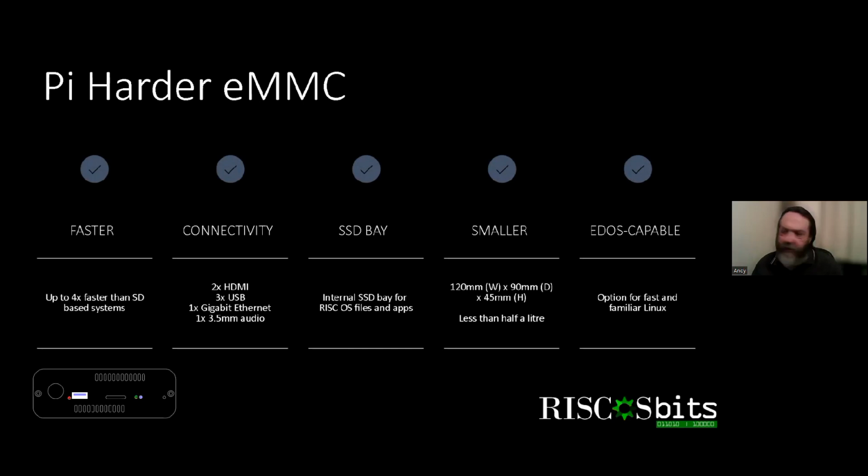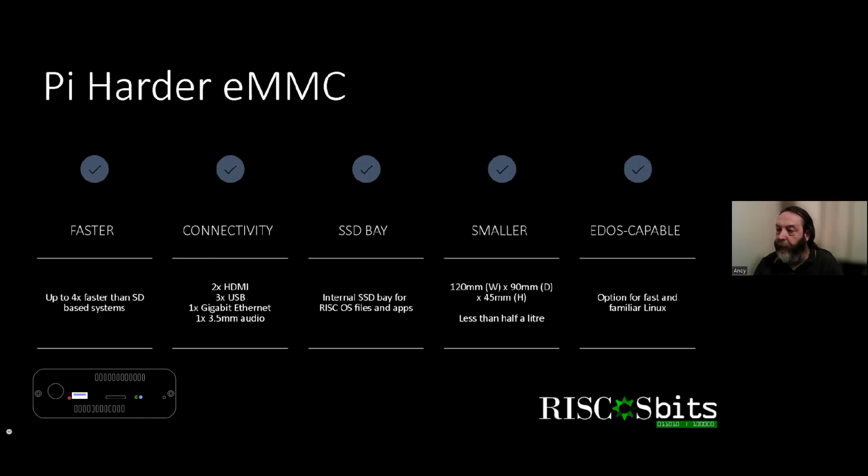Again, it's about half the size of a normal Pi harder, and it's also EDOS capable, so we can load the requirements for Linux onto the eMMC alongside RISC OS, and then when we boot it into Linux on the hard drive, it will run as fast as Linux on any other Raspberry Pi system, because it's over USB 3, so it runs at around 5 gigabytes per second.